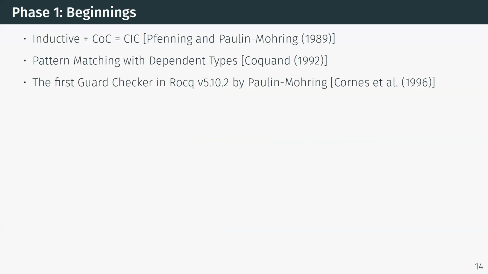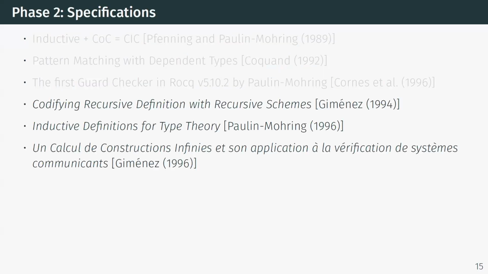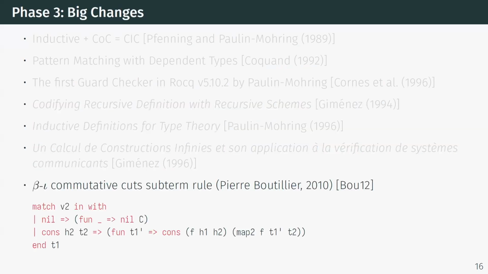So I'm going to go very quickly over the history. You can look if you are interested. Basically, the first guard checker was, well, it was Coq. I did a Control-G, and then it didn't work well. It was written by Christine Paulin-Mohring in 1996. And then she and her PhD student Eduardo Giménez wrote some specifications. In the 90s, okay, all is good.